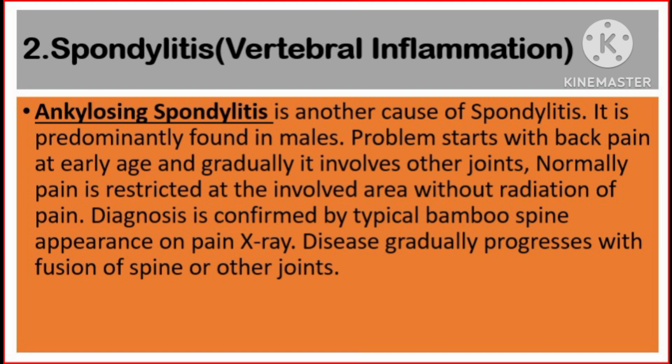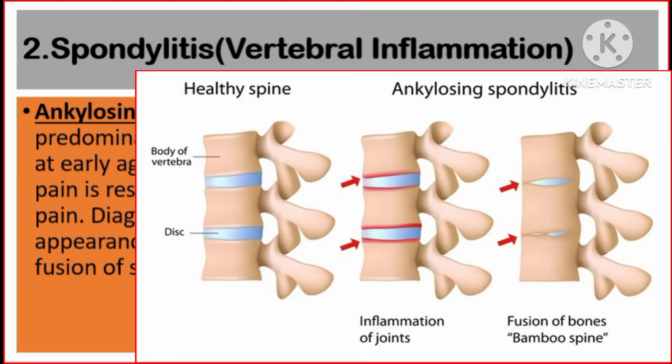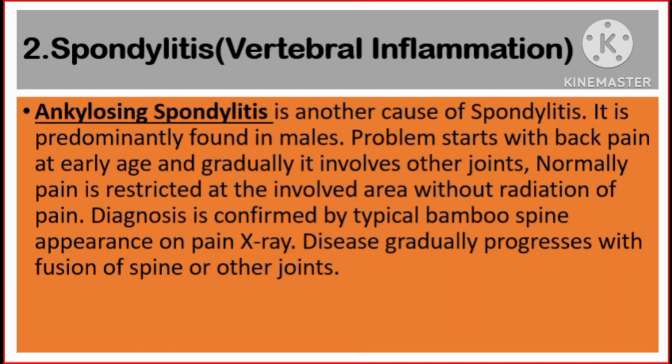The problem starts with back pain at an early age, and gradually it involves other joints. Normally, pain is restricted to the involved area without radiation of pain. Diagnosis is confirmed by the typical bamboo spine appearance on plain X-ray. The disease gradually progresses with fusion of the spine or other joints.